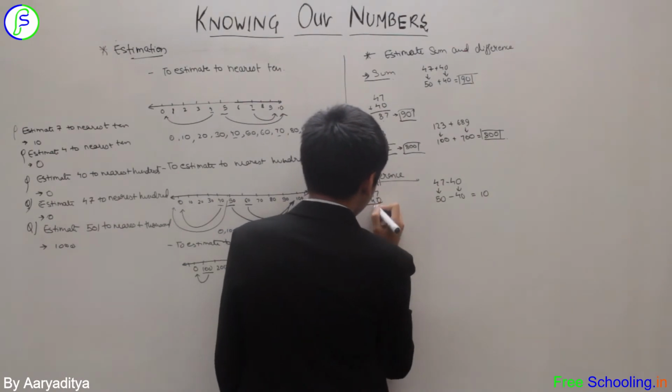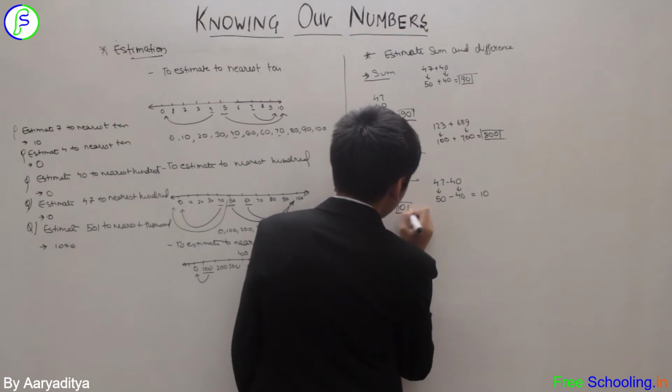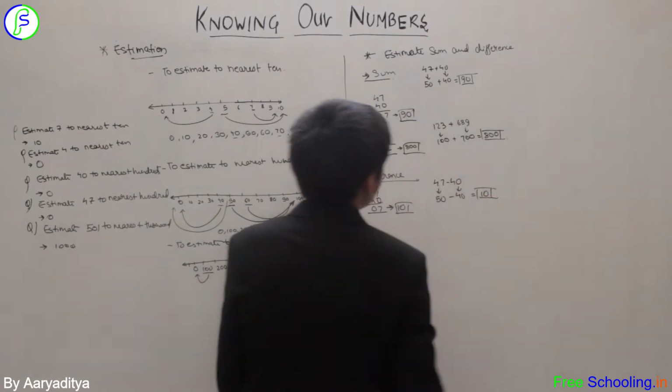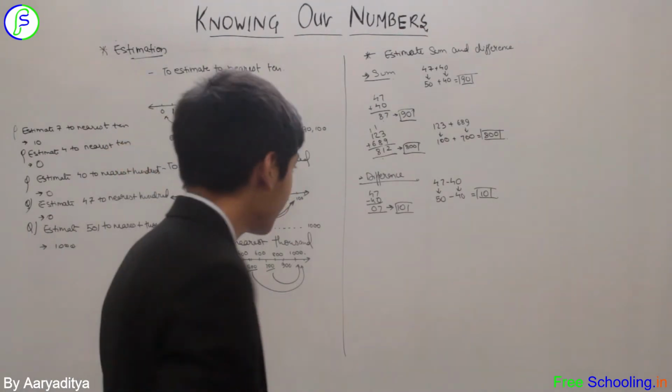Let us do here 47 minus 40. 7. 4 minus 4, we get 0. 7 rounded off to the nearest 10, we get 10. Answers have matched. Therefore, the estimation of the difference with the estimated values has been correct.